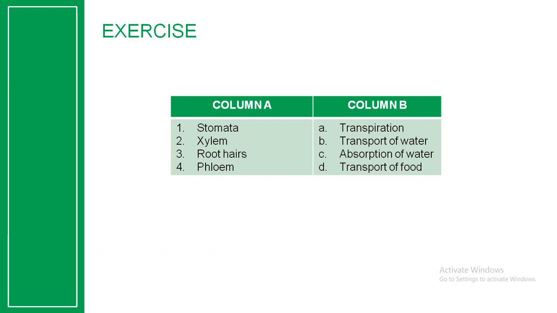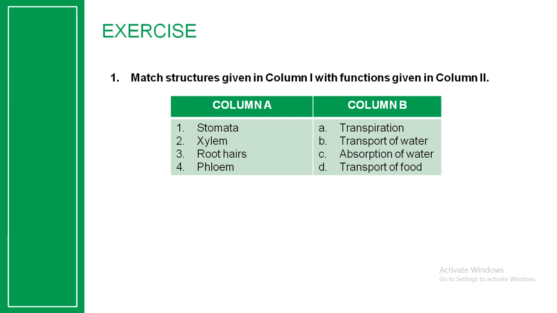So here comes the first question, that is, match structures given in column 1 and function given in column 2. So we have to just arrange it. Actually, over here I have mentioned the answers, but I will explain them one by one. First one is stomata. Stomata are tiny pores present on the surface of the leaves. Two functions are there. First one is to exchange the gases, and second one is to perform the transpiration process and remove the excess water. So that's why the answer is transpiration.